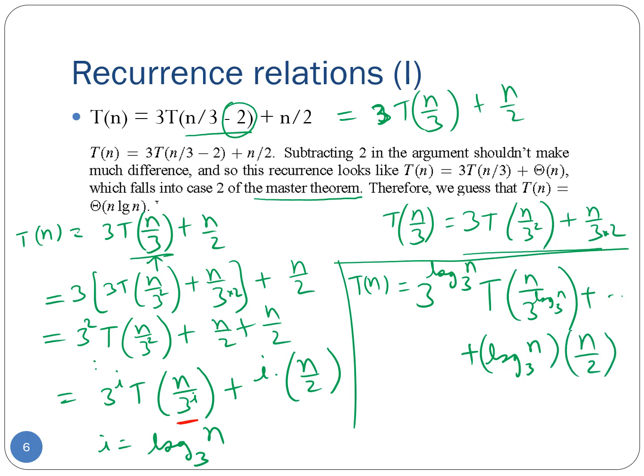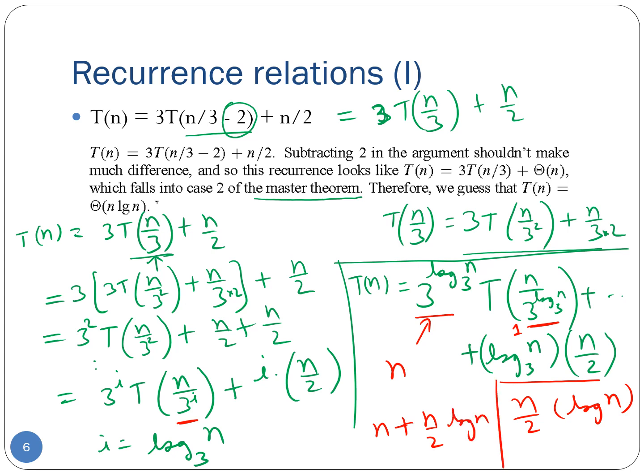Okay, so notice that this 3 to the power log to base 3 of n is the same as n, and this term will reduce to 1, and here we have n by 2 times log n, right? So this entire expression is essentially n plus n by 2 times log n, which is basically simply theta of n log n.